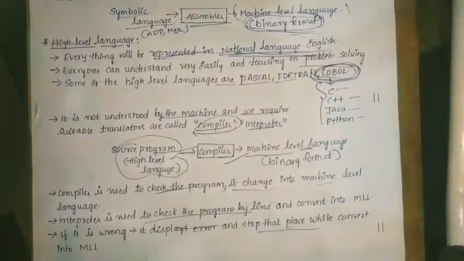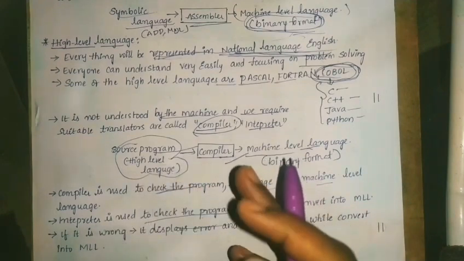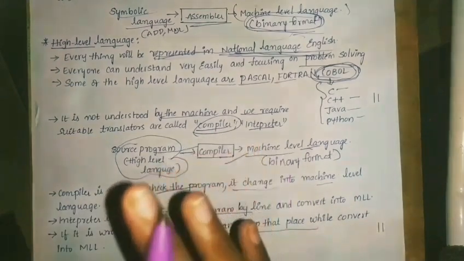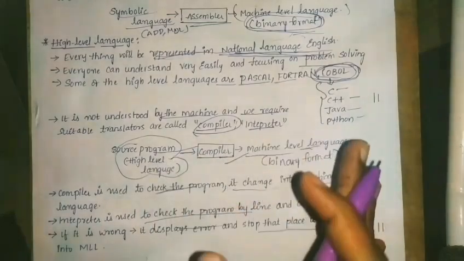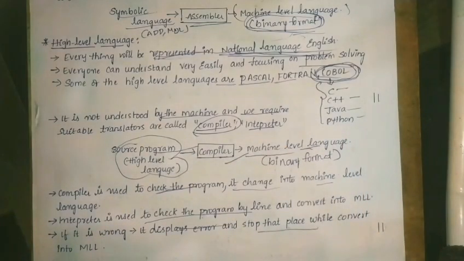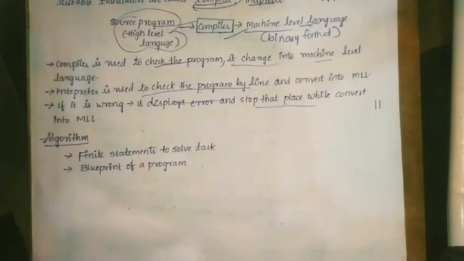These are the different computer languages and the things we use in computer languages. Next, coming to algorithm.